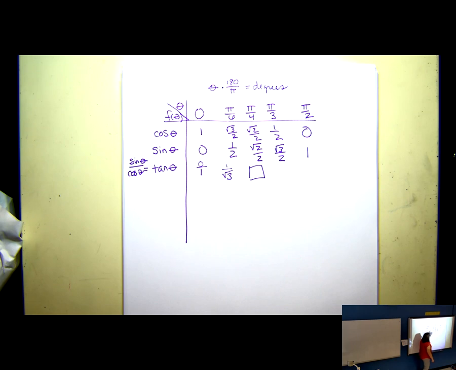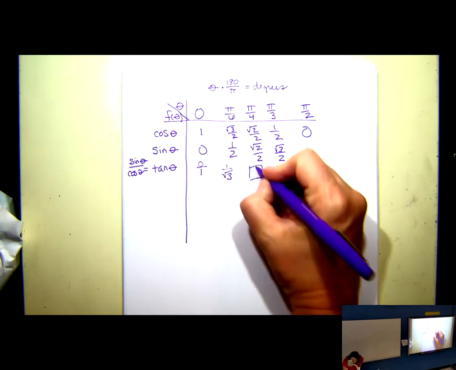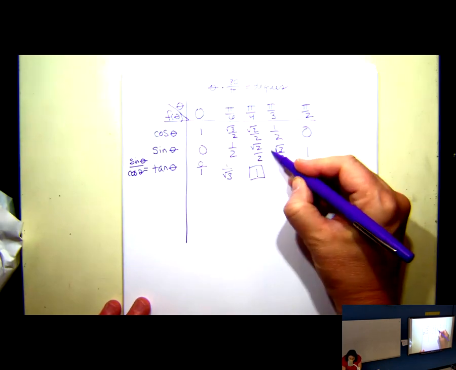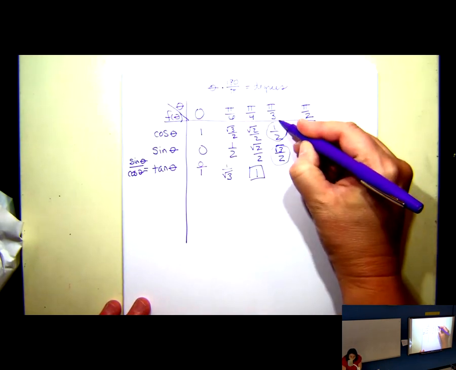Okay. What is the tangent of pi over 4? 1, yeah. So no calculations needed. Something over itself is going to be 1. Tangent of pi over 3 is this fraction over 1/2.